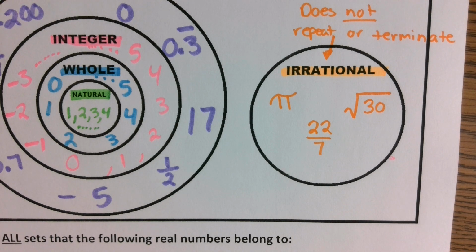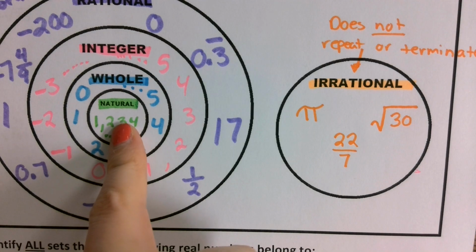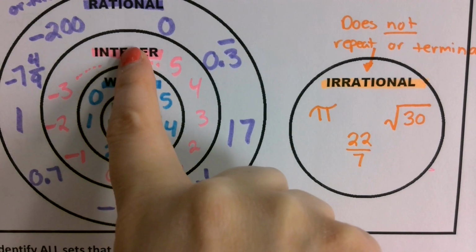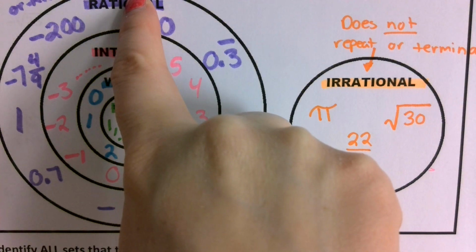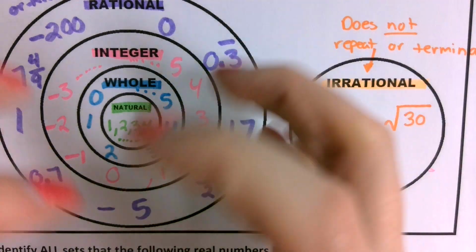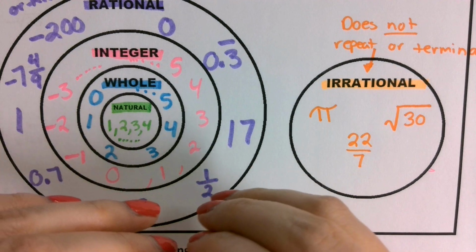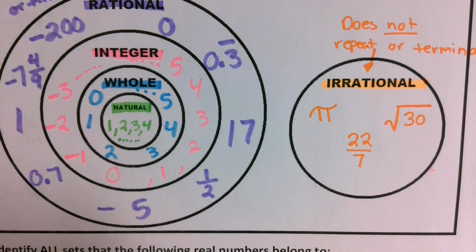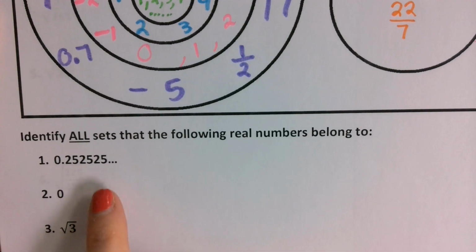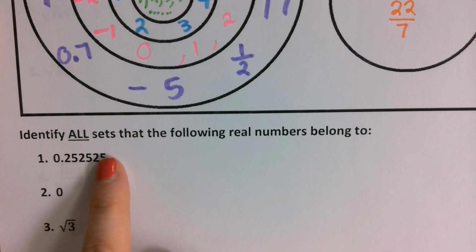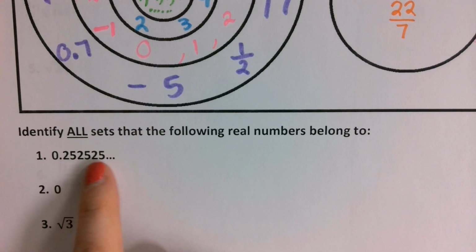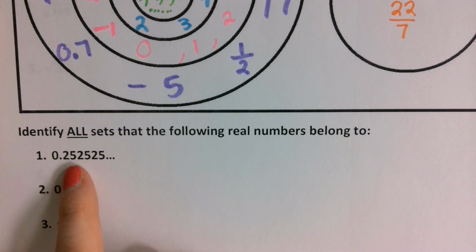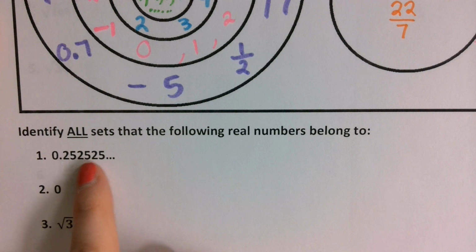So if it's a natural number, then it means it's also whole, it's also integer, it's also rational. Okay? Because natural fits inside of those things. So anything that it's inside of is also a category it would belong to. So let's take a look here. Always the first question you should ask yourself if you're trying to identify what set it belongs to is, is it a natural number?